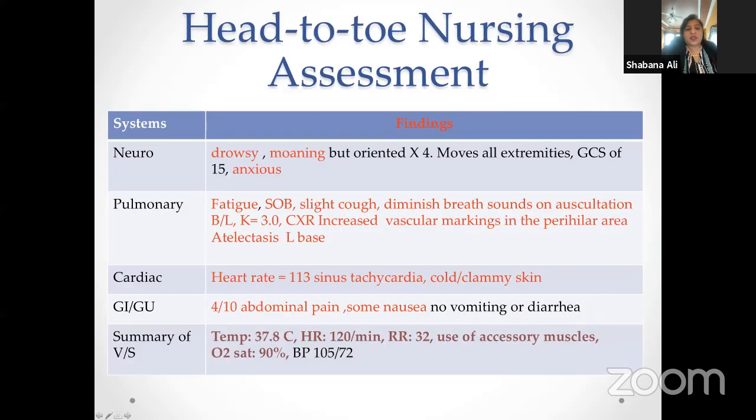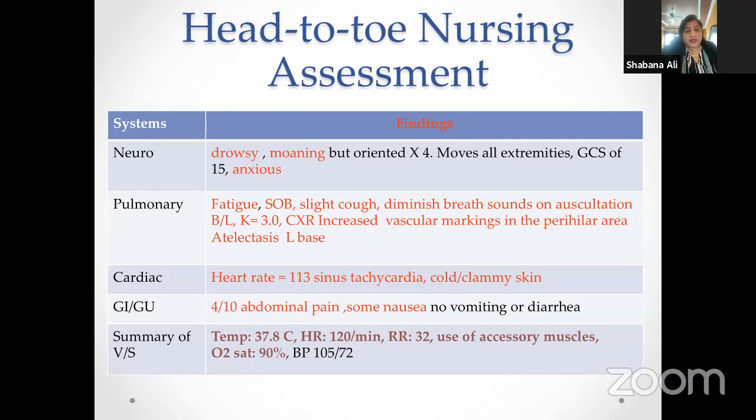When she was brought to ICU, as a protocol for ICU, the ICU nurse did a head-to-toe assessment. We summarized the assessment system-wise, and you always start from the head down to your toes. So from neuro, the patient was drowsy, as we mentioned, she was moaning, but she was oriented. She was moving all her extremities. Her GCS was 15, a little anxious at that time.